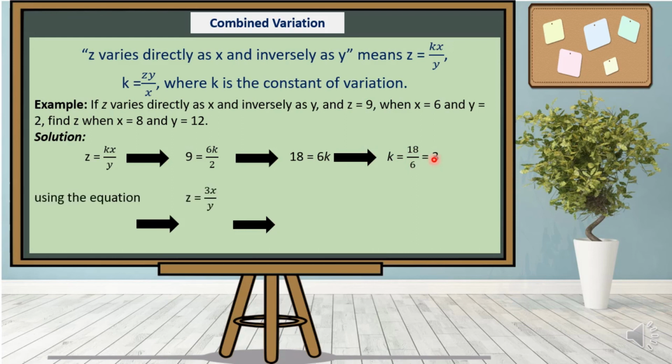Using the equation z is equal to 3x over y, we are now going to find z when x is equal to 8 and y is equal to 12. Substitute the values of x and y, so we have z is equal to 3 times 8 over 12. So 3 times 8 is equal to 24. Thus, 24 divided by 12 is equal to 2. Therefore, z is equal to 2.